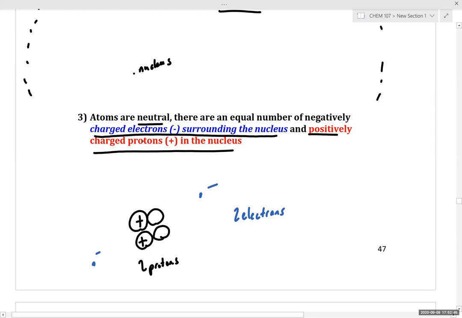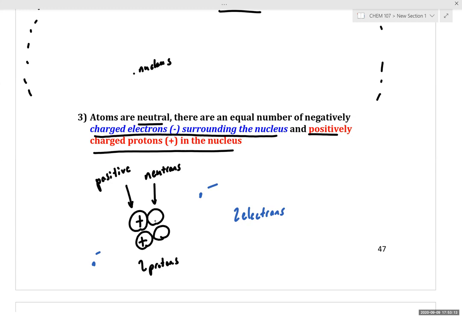Professor, what are those empty circles you are representing? These empty circles are describing neutrons. And the protons are the positively charged. So yeah, protons are positive, neutrons are neutral, which means no charge, and electrons are negatively charged. Does that make sense? Yes.